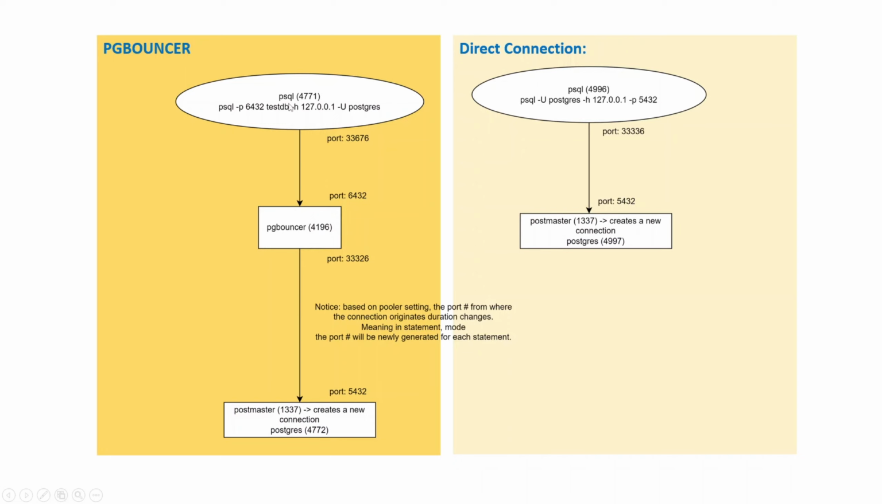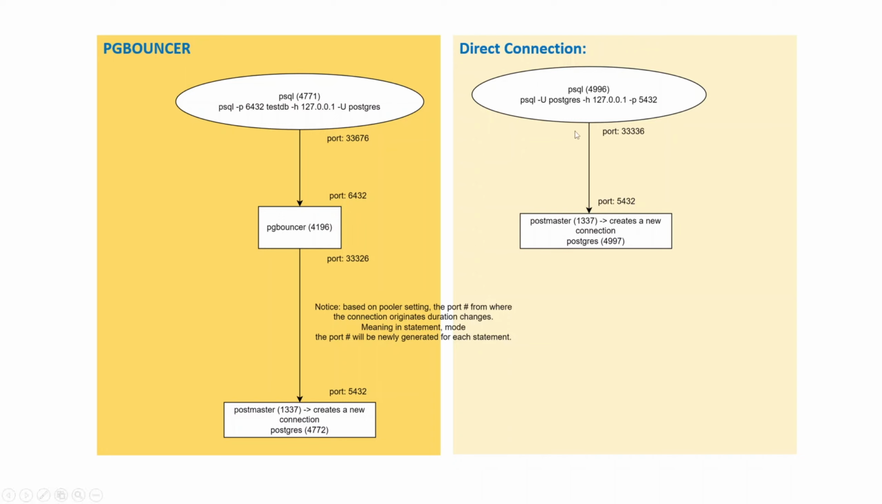You can see here this psql process ID is 4771, and then PgBouncer initiates a connection towards the postmaster from port number 33326 and it lands at 5432. Postmaster then authenticates the connection and creates a new session for the end user. This port number is not static. It will keep changing based on your pooler setting. So you have session, transaction, and the lowest being statement. If you set the pooler setting to statement, for every single statement I expect this port number will change. Alright, this is how PgBouncer will work.